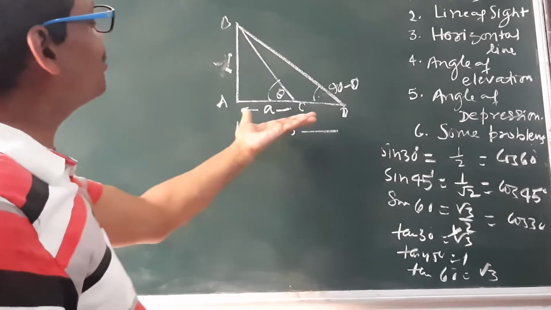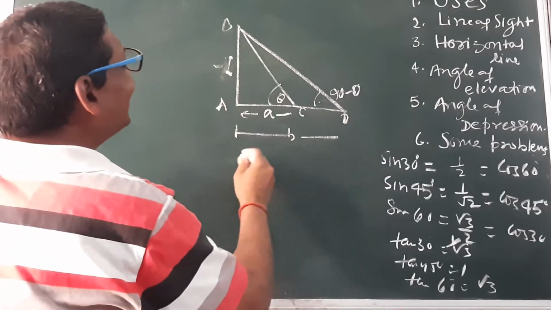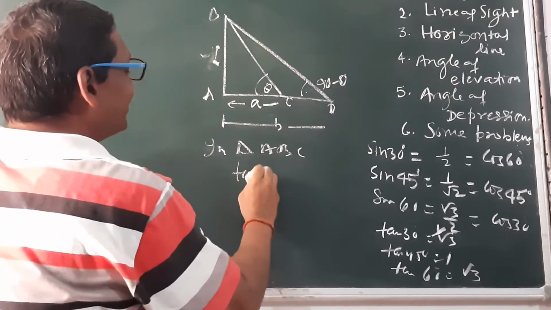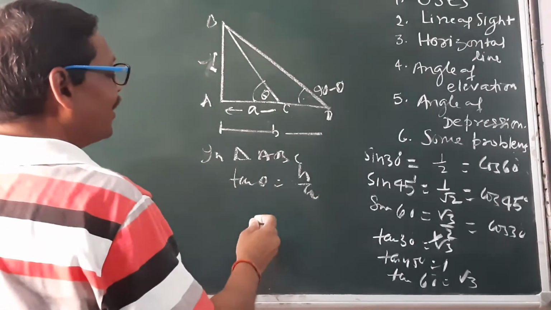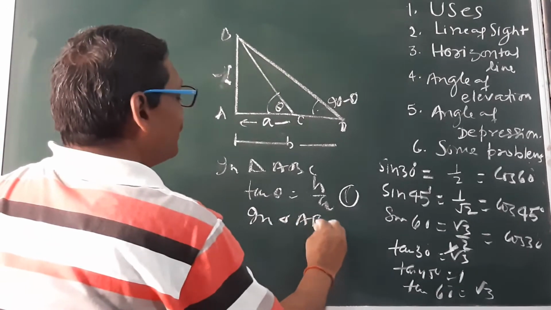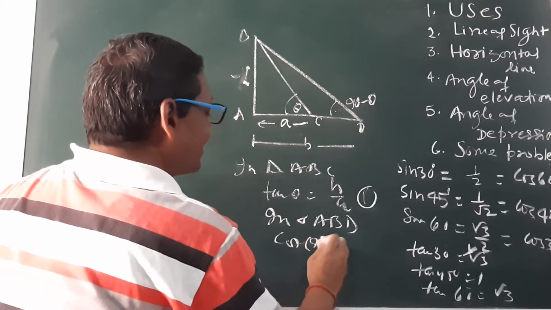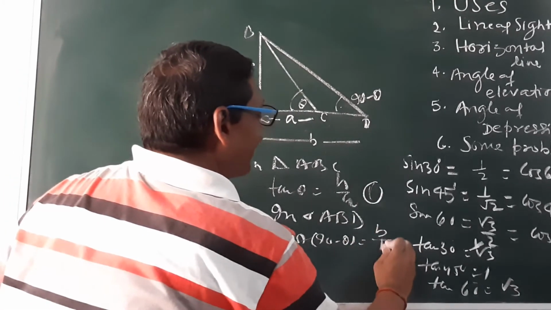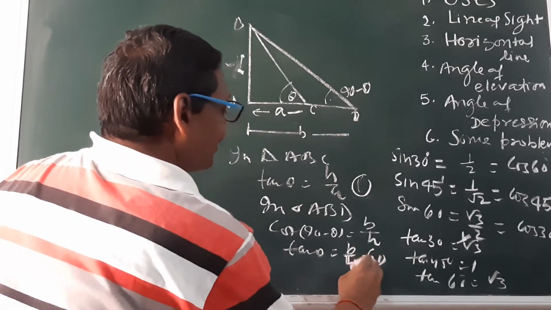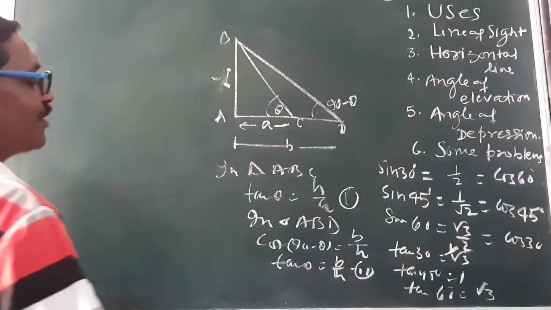These questions change into a diagram, and using this diagram we can solve the problem. In triangle ABC, tan theta is equal to h by a. This is equation first. In triangle ABD, cot of 90 degree minus theta is equal to b by h, meaning tan theta is equal to b by h. Equation second. In both equations, tan theta is the same, left side is same, so the right side is also equal.